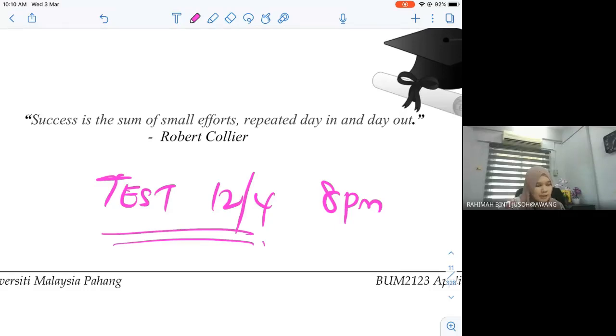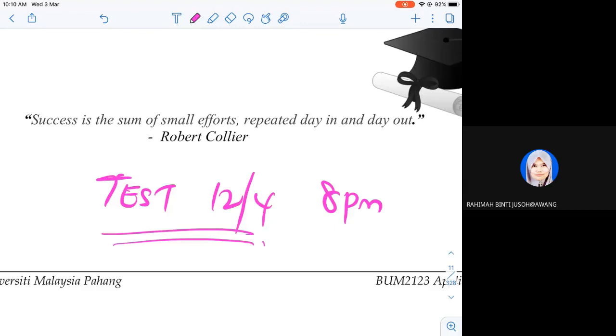So I will turn off my camera so that you can focus on the screen. All right.